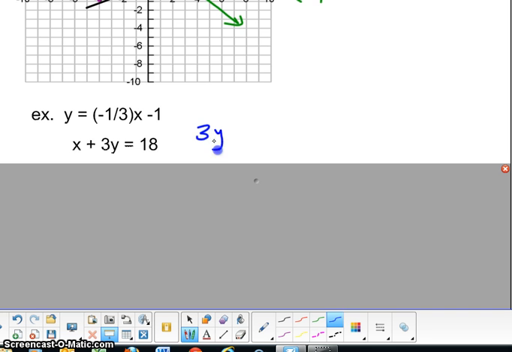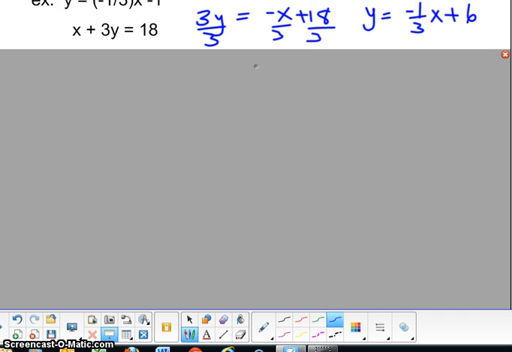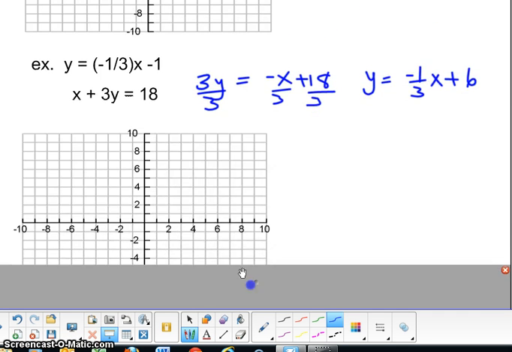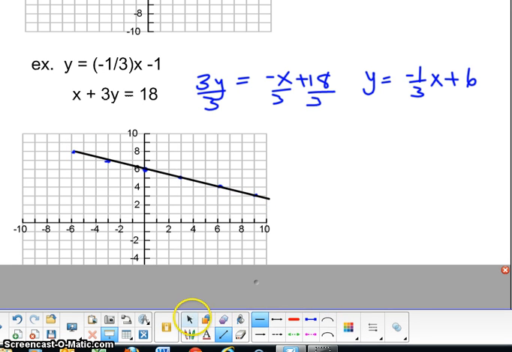So hopefully you put 3y equals negative x plus 18, divided everything by 3, and got y equals negative 1/3 x plus 6. And let's graph. Plus 6 would be here, and then down 1 over 3. Down 1 over 3 continues in this way. And when you connect, it looks something like that.